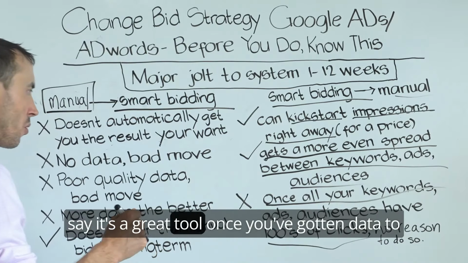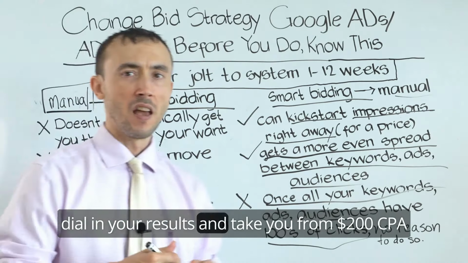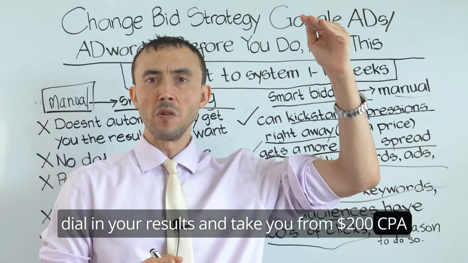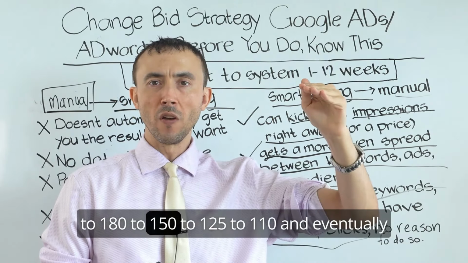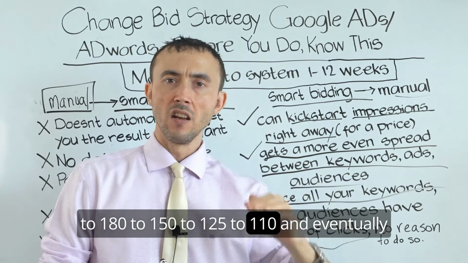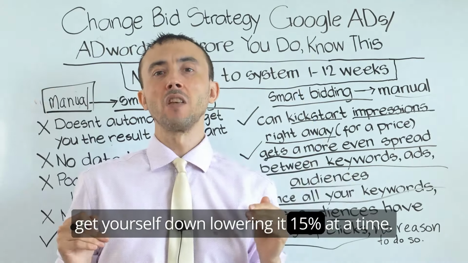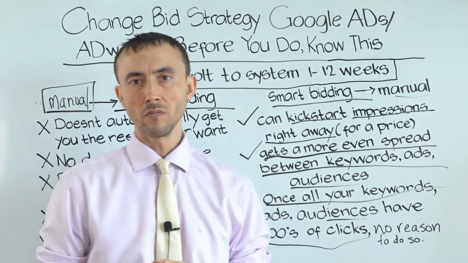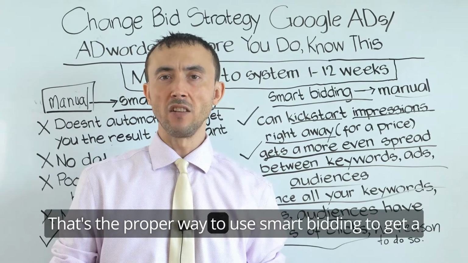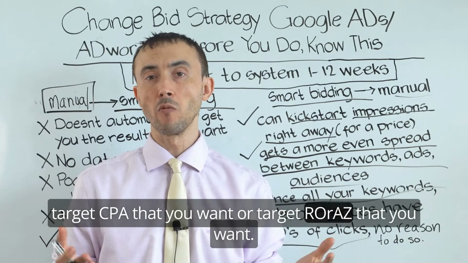It's a great tool once you've gotten data, to dial in your results and take you from a $200 CPA to $180, to $150, to $125, to $110, and eventually get yourself down, lowering it 15% at a time. But that's the proper way to use smart bidding to get the target CPA or target ROAS that you want.